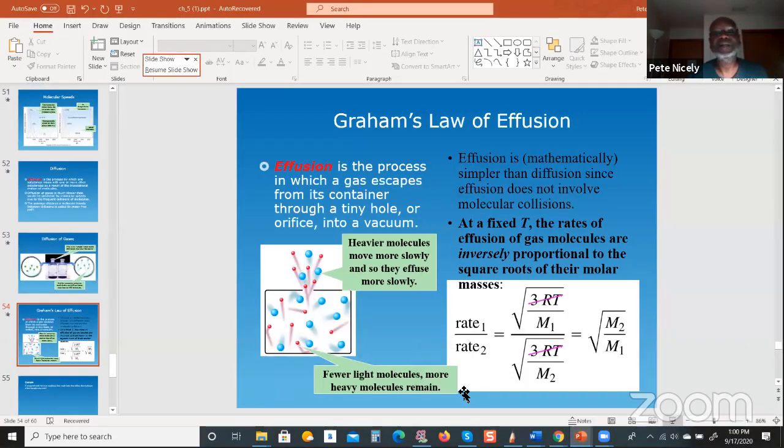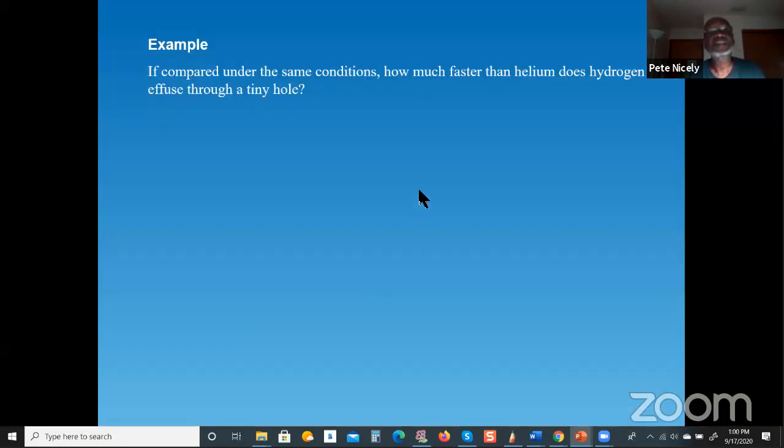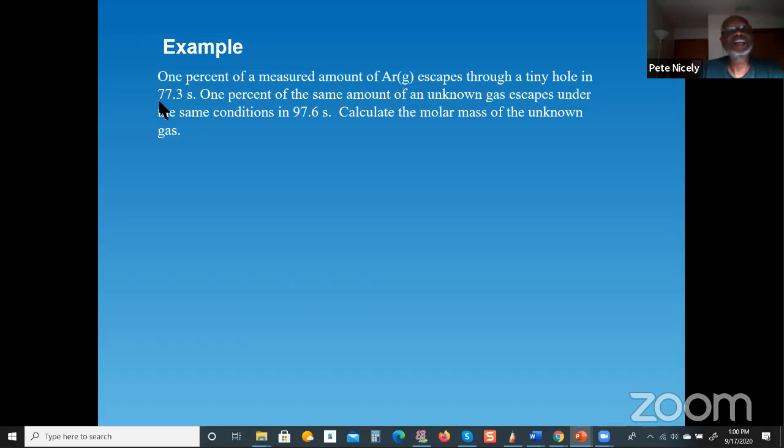Let me go back to here. Okay, so this is the example we just did. Here's another example. Now, this one you have to be a bit more careful about because in this case, the question says that 1% of a measured amount of argon escapes through a tiny hole in 77.3 seconds. So they did not give you the rate. They gave you the time of effusion. And if you understand the relationship between rate and time, you'll know that there's an inverse relationship, right? The faster the rate of a process, the shorter the time it takes for the process to be done, right? And vice versa, all right?